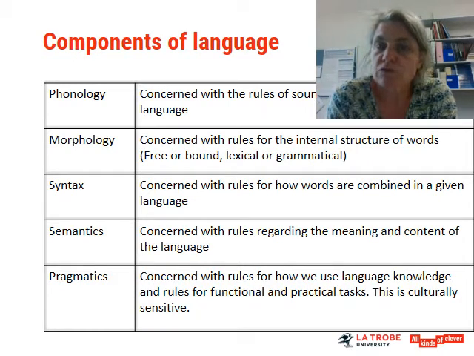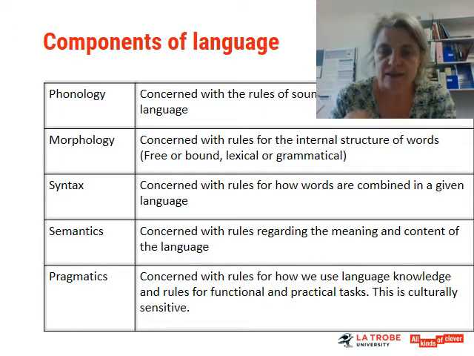Semantics are the rules around what words mean in a language. So for example, when we say the word bird, we know that we're talking about an animal that flies. That's the semantic meaning that's attached to the word bird.